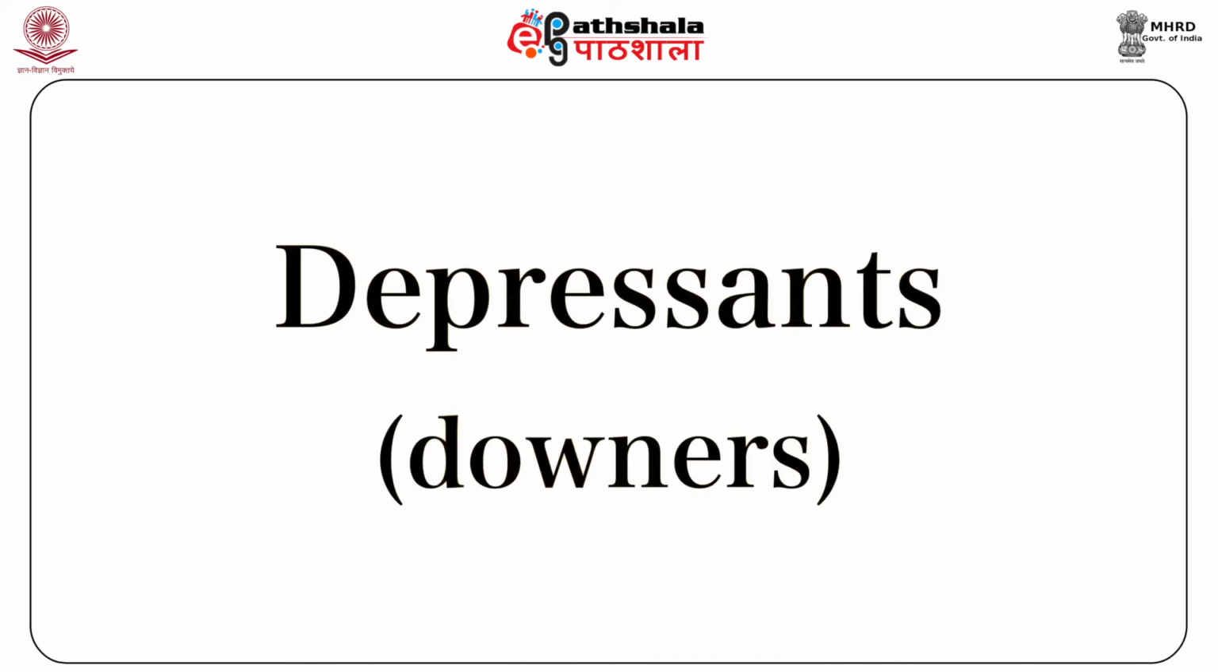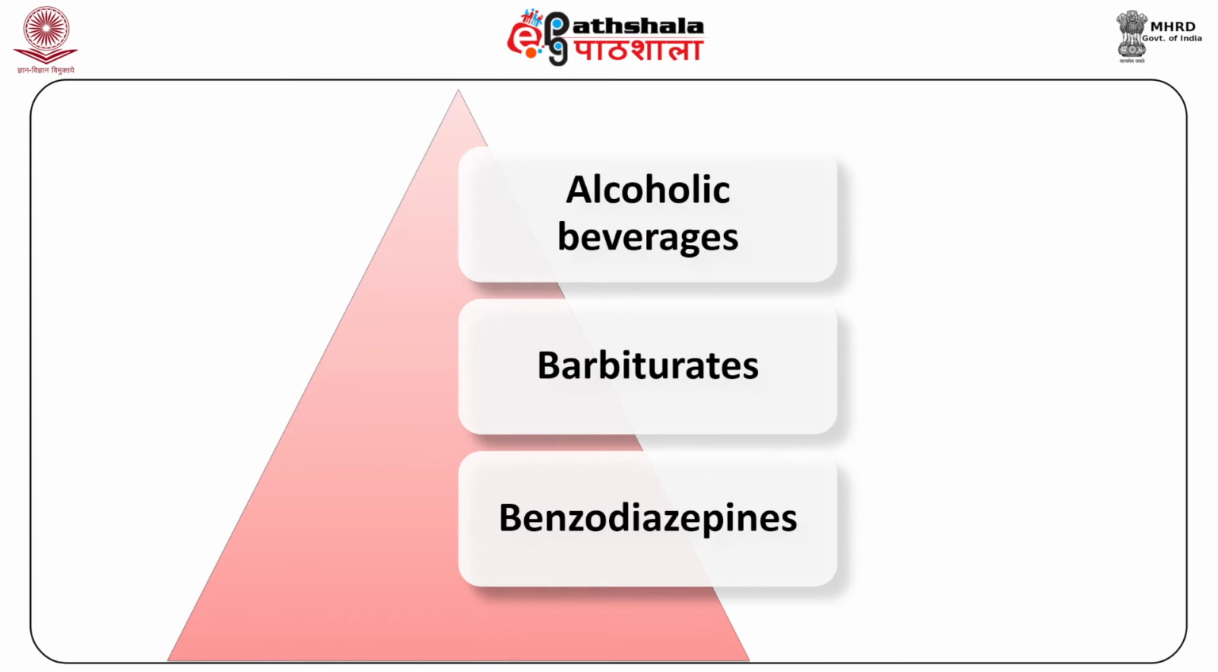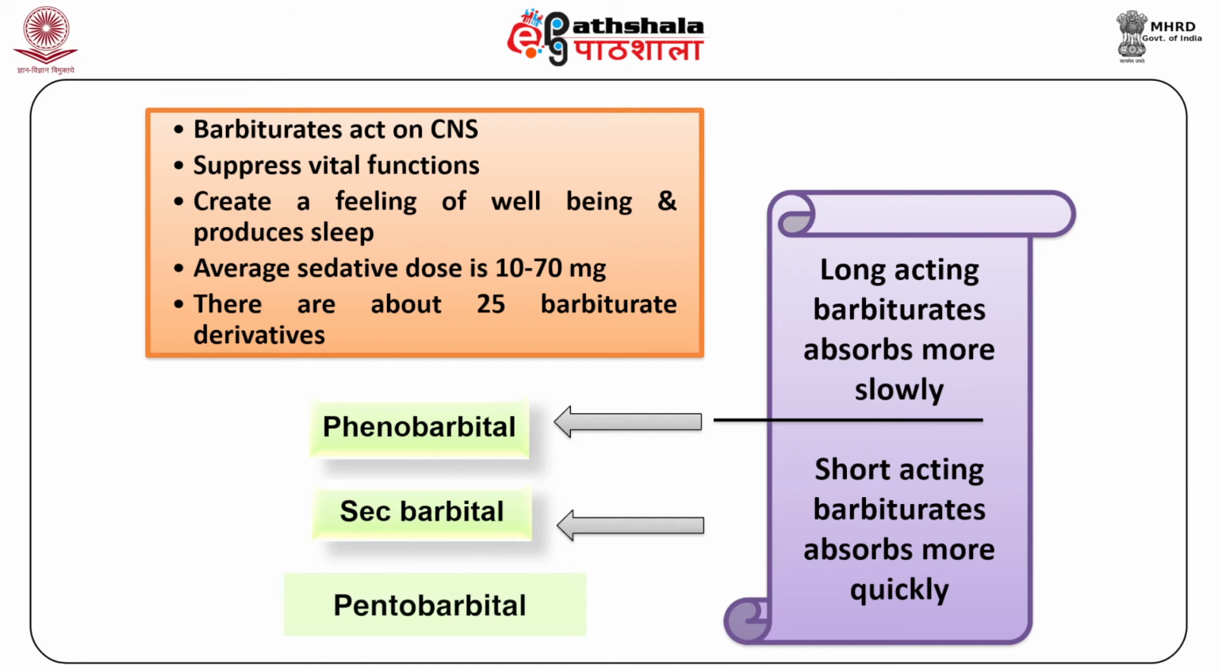Let us study depressants. Depressants, also called downers, include sedatives and hypnotics. This category consists of all of the sleep inducing, calmative, anxiety reducing, anesthetizing substances which induce perceptual changes like dream sequences and also often bring to the mind feelings of euphoria. Examples are alcoholic beverages like ethanol, barbiturates, benzodiazepines, etc. Like alcohol, barbiturates act on the central nervous system to suppress its vital functions, causing relaxation and creating a feeling of well-being and producing sleep.